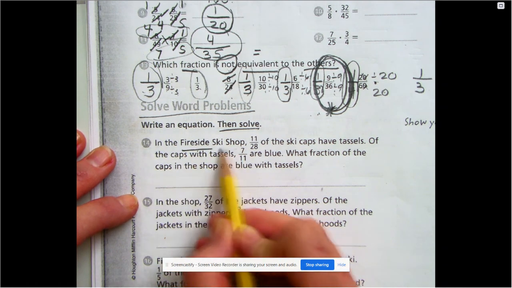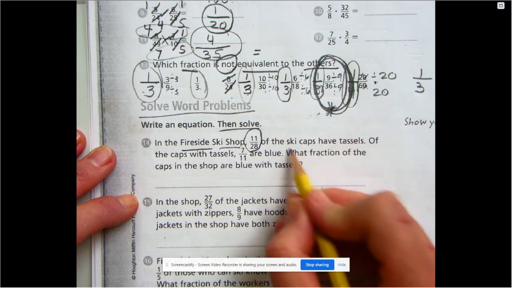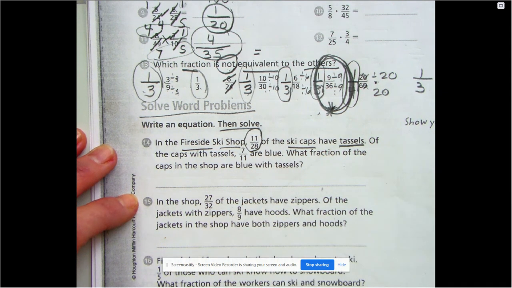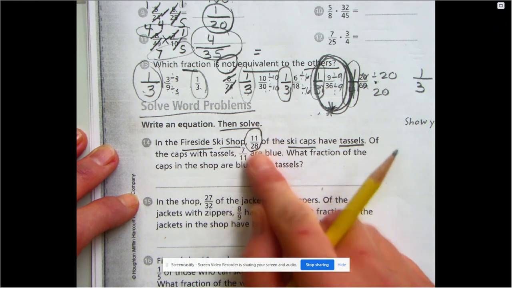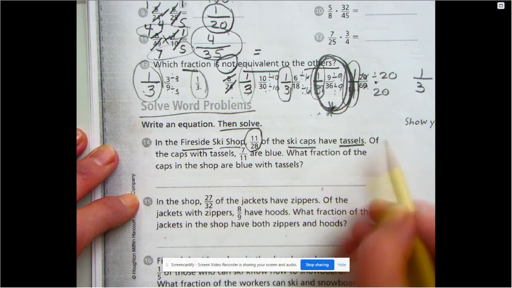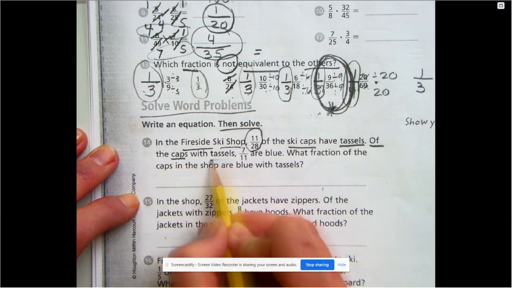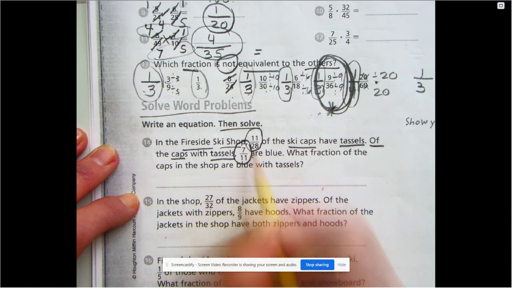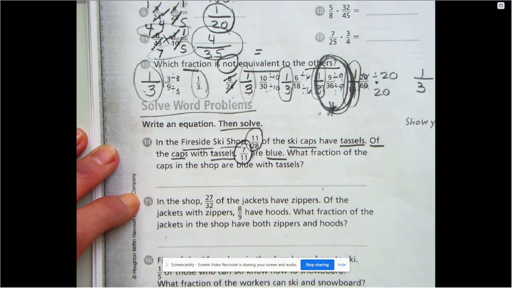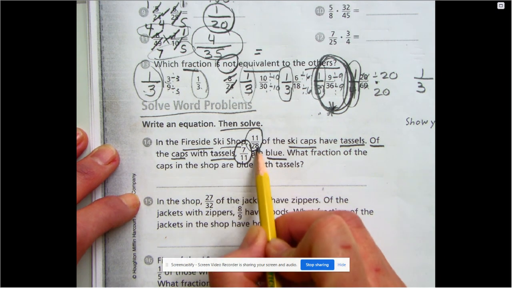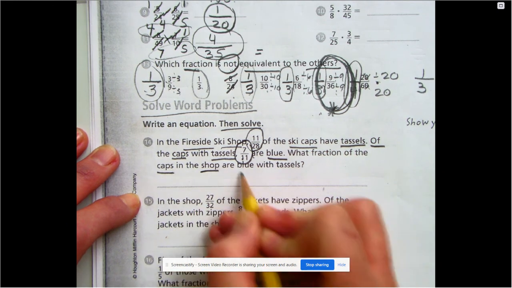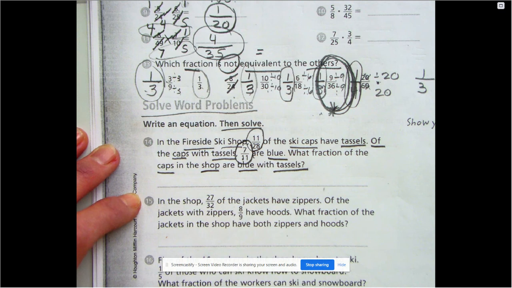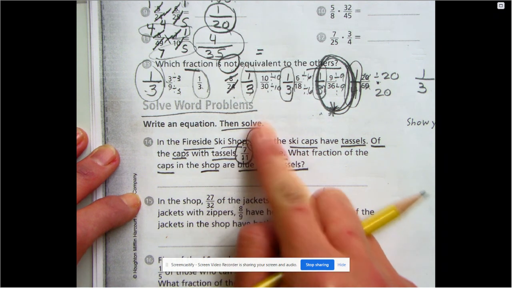In the Fireside Ski Shop, 11/28 of the ski caps have tassels. Okay, so the caps, they have these tassels. This is how many tassels of ski caps there are, pardon me. Of the caps with tassels, 7/11 are blue. So of these caps, this is how much have tassels. What fraction of the caps in the shop are blue with tassels? Okay, so I'm going to take a fraction of this number.